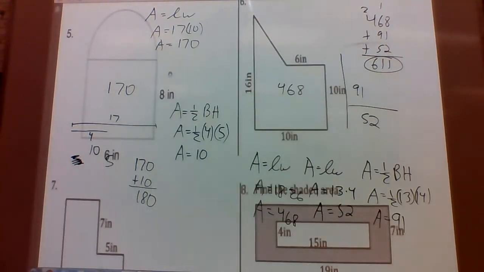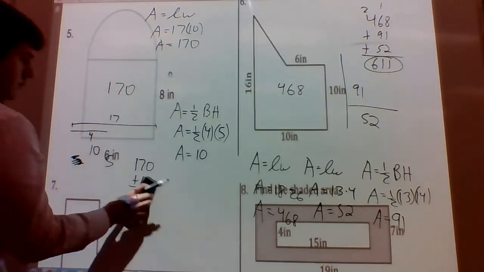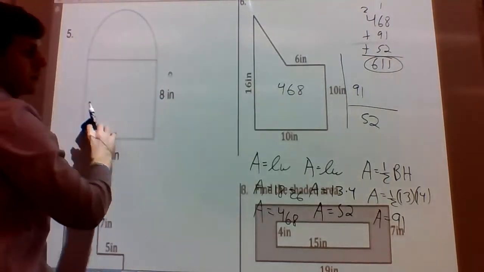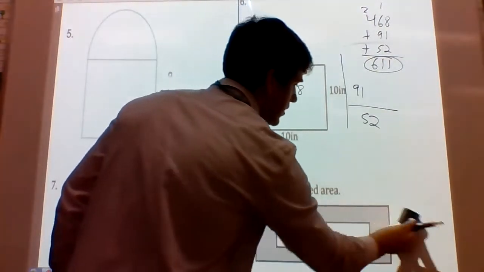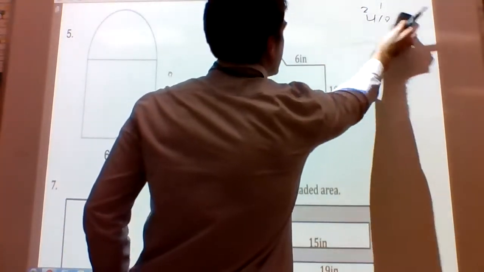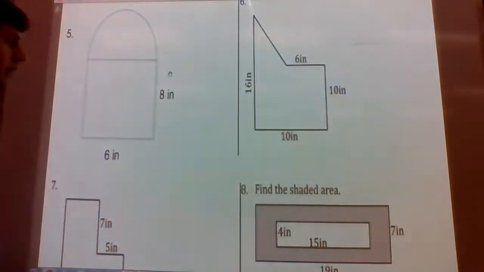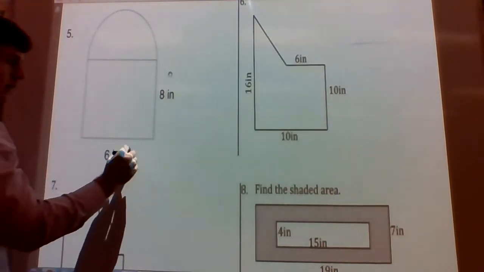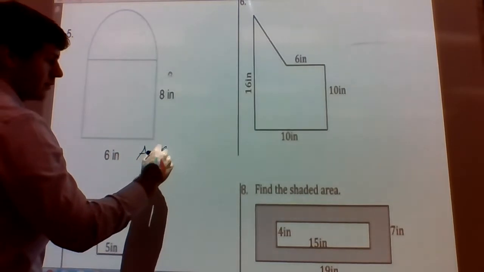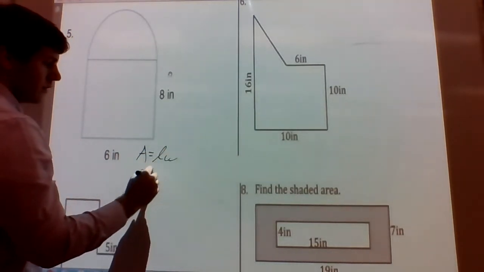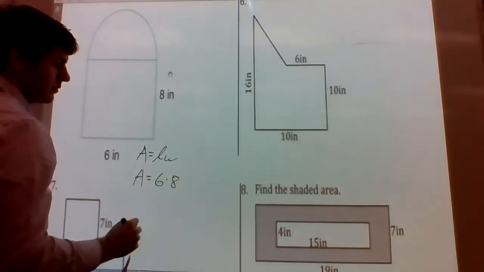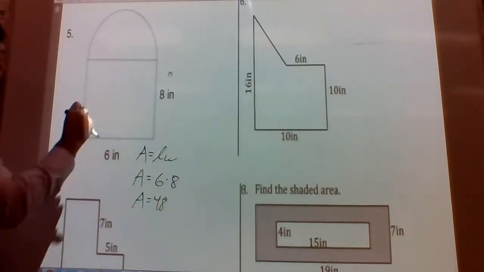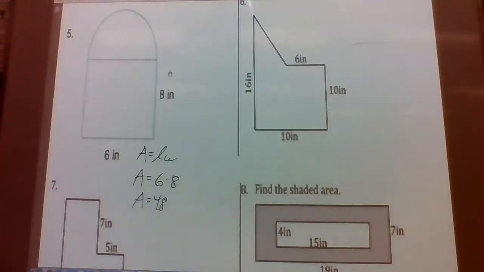Number 5. Okay, number 5, we have a rectangle and half of a circle. So the area for the rectangle is length times width. Our length and width are 6 and 8. So 6 times 8 is 48. So the area of our rectangle is 48.